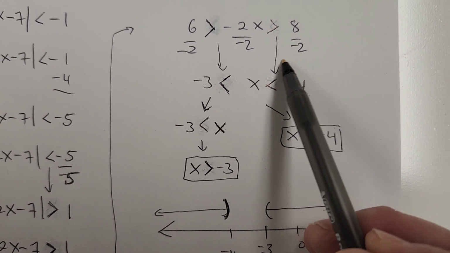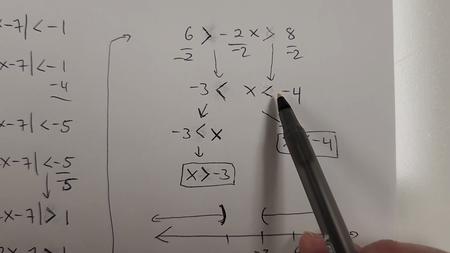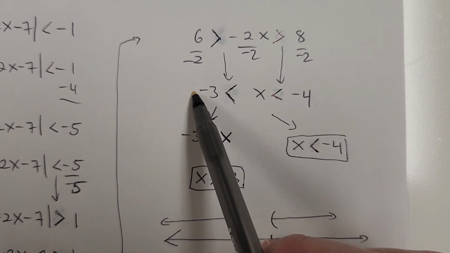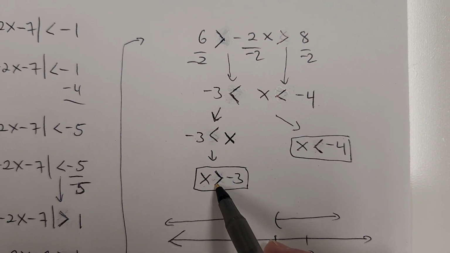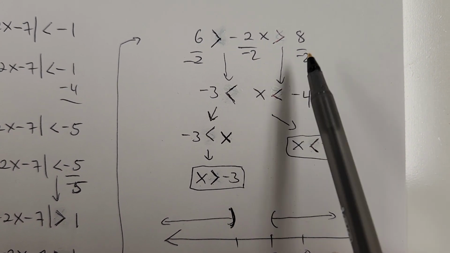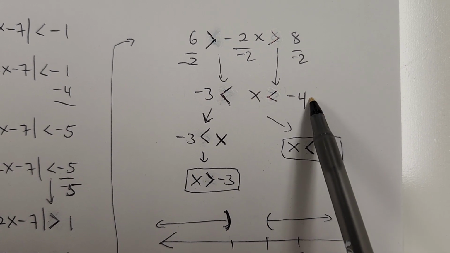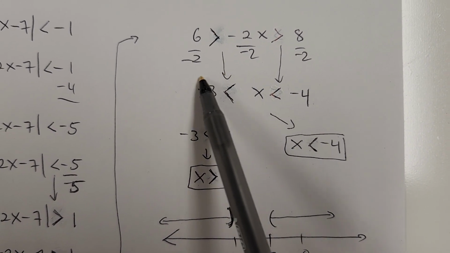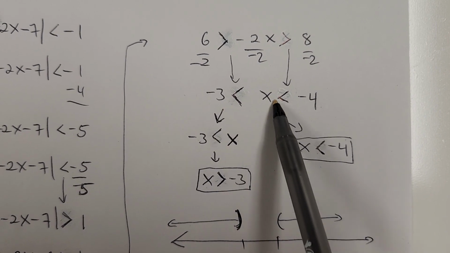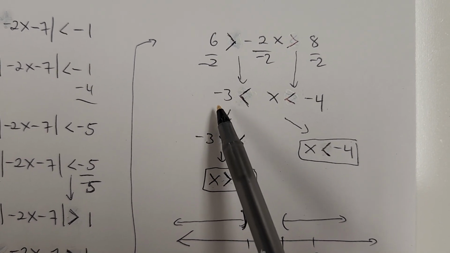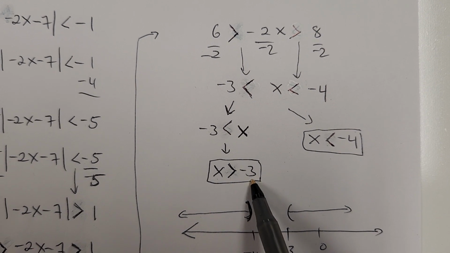One more time, this is the right side, leave it as is. This is the left side, flip the whole thing over right here, so it becomes x greater than negative 3.